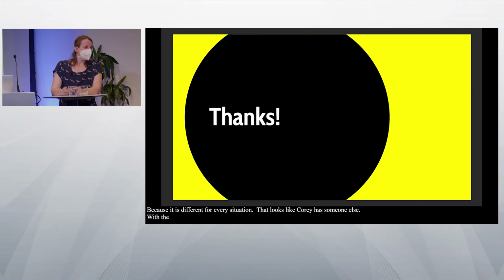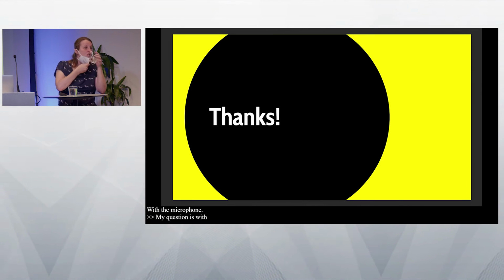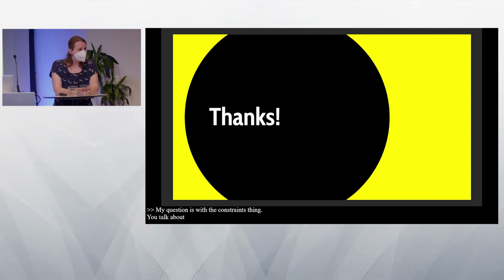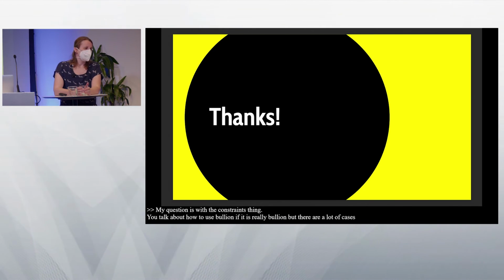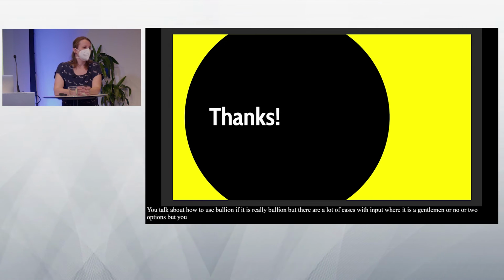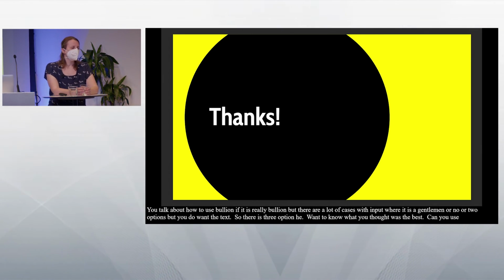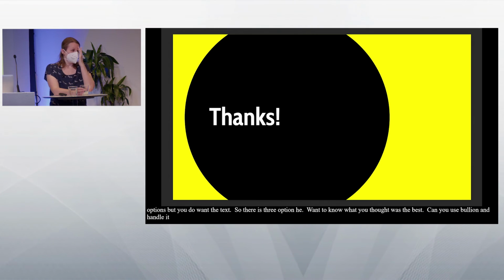My question also kind of relates to the constraints thing. So you talked about how you definitely want to use Boolean if it's really Boolean, but there's a lot of cases where you might have some input that really is yes or no, or maybe two options, but you do kind of want the text. So I guess there's three options, and I kind of want to know what you thought was the best, right? You could use Boolean and handle it in the code, or you can do text constraints, I guess, and then you can make a type. So which of those would you?